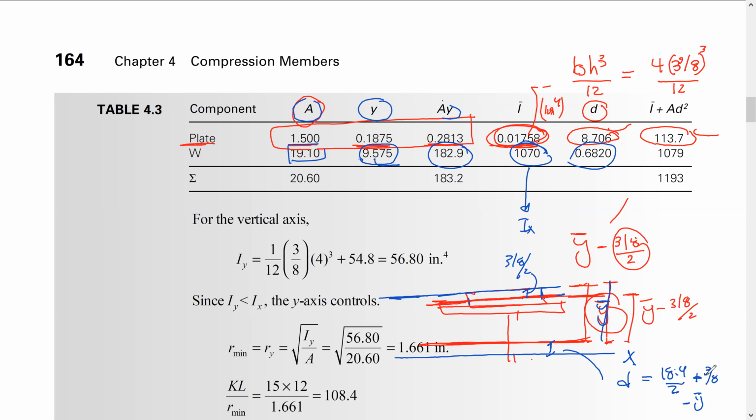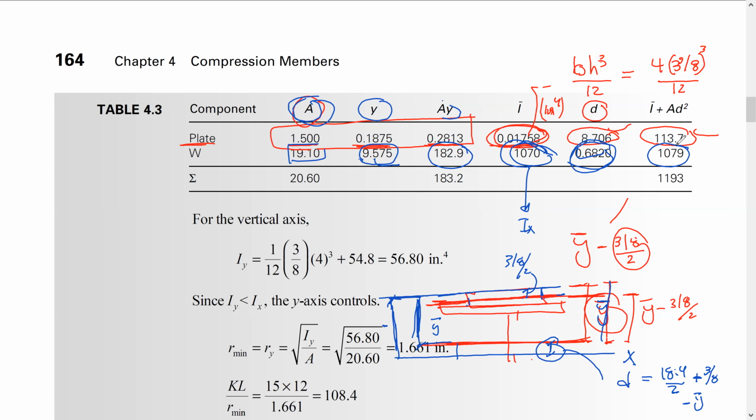Okay, it was from here, this distance from here minus this distance, because this distance is 18.4 dividing by 2 plus 3/8, the thickness, and this distance is what? The y-axis or neutral axis, y hat or y dash. So this is the difference here, which is d. So in this case, this is d. Right now, just like I, which is this one, plus area times d square, we will get this much.